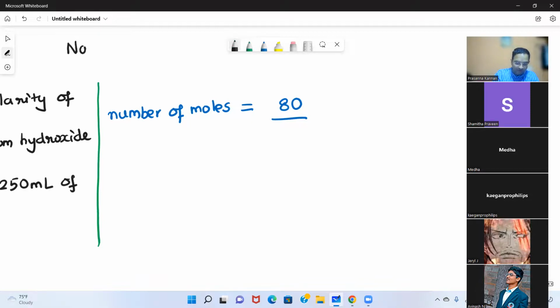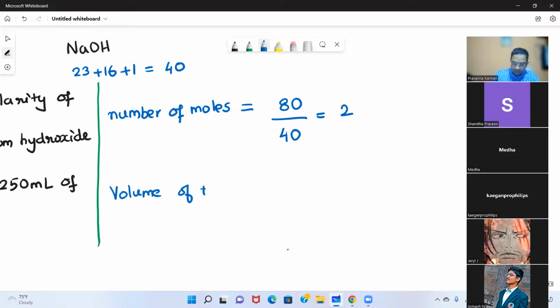So what is the formula for sodium hydroxide? NaOH. So atomic mass is 23 plus 16 plus 1. So the molecular mass becomes 40. So given mass divided by molecular mass 40. So the number of moles is 2. Okay. Now, what is the volume of the solution? In liters, right? So here you have 250 ml. Let me call the number of moles N, and the volume of the solution V.